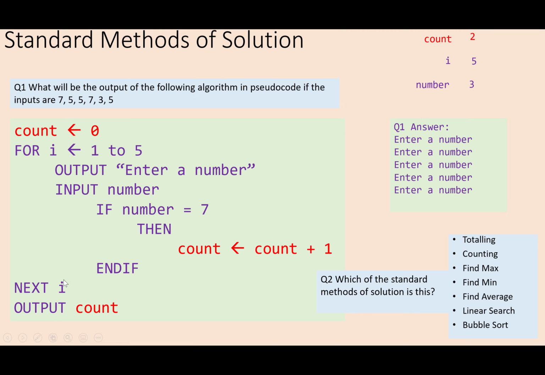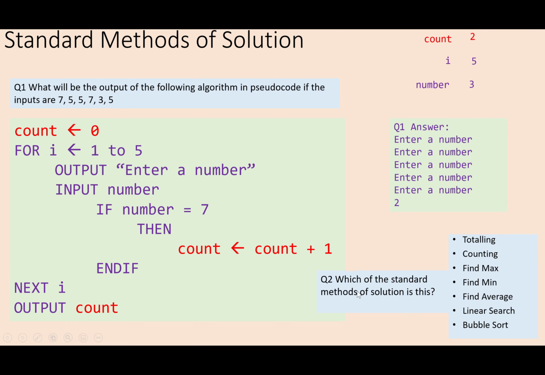Now I is 5. 5 is the maximum number that we can go to in our for loop, so we can't increase the I, so that means our loop will stop. So we go to the next line, which is output count, so that gives us 2. Okay, so we couldn't use the last number that was given to us because our loop has stopped, so that's fine. Which method of solution is this?